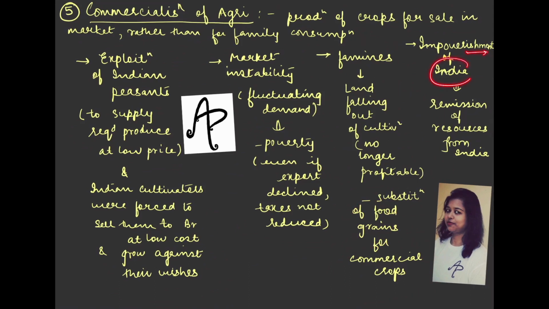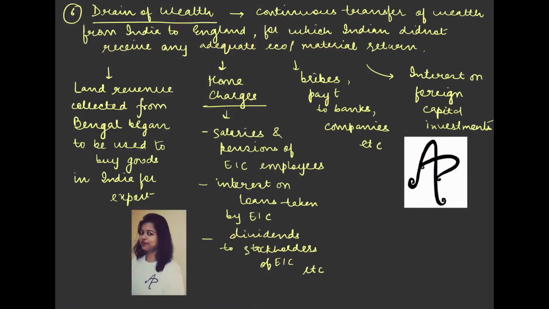Then impoverishment of India of course happened overall, because now they had to just be dependent on the things coming from outside, and the resources from here were just going out and there was no welfare for the Indians despite the usage of the Indian products. Next is your drain of wealth.